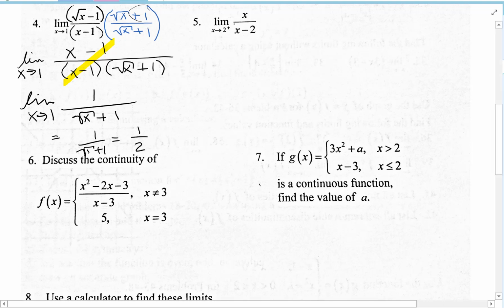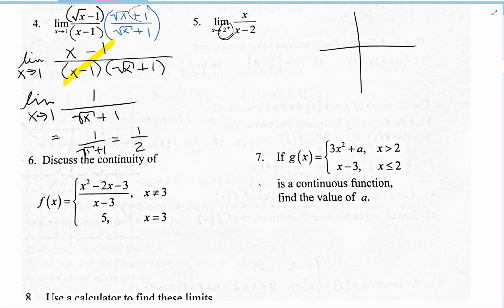The limit as x approaches 2 from the right of x over x minus 1. To understand this graph better, I know that there is a vertical asymptote at 2, and I also know that there's a horizontal asymptote because the degree of the numerator is 1, the degree of the denominator is 1. So the horizontal asymptote is leading coefficient of the numerator over leading coefficient of the denominator, which is 1 over 1. So that horizontal asymptote is at 1.